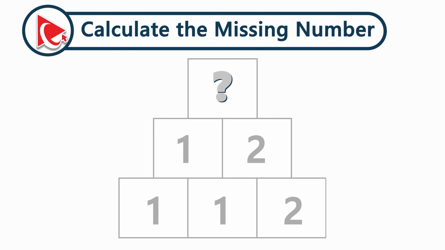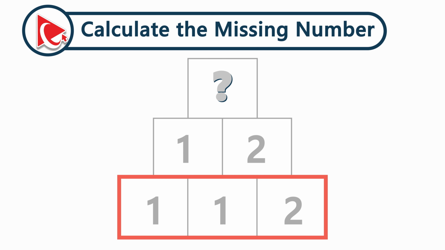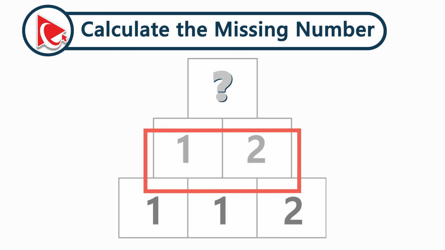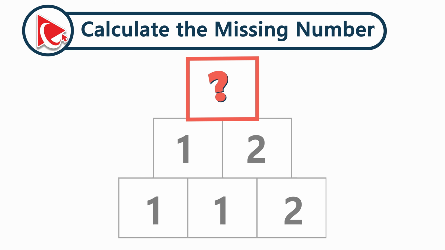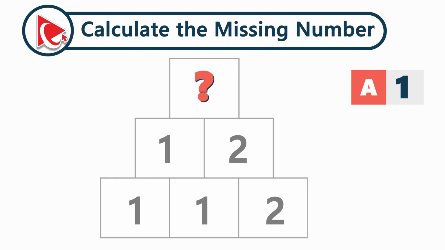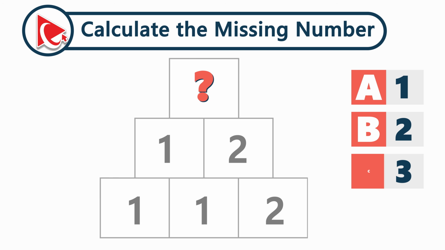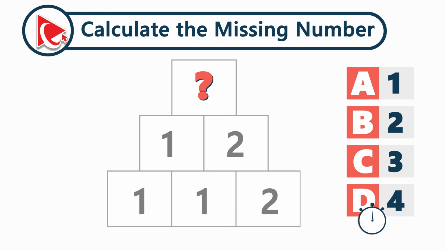Consider the following pyramid. The bottom row of the pyramid has numbers 1, 1, and 2. Middle row has numbers 1 and 2. And the top number in the pyramid is missing. You need to calculate the missing number and select your answer out of 4 possible choices: A1, B2, C3, or D4. Can you try to solve it on your own and choose the right answer?